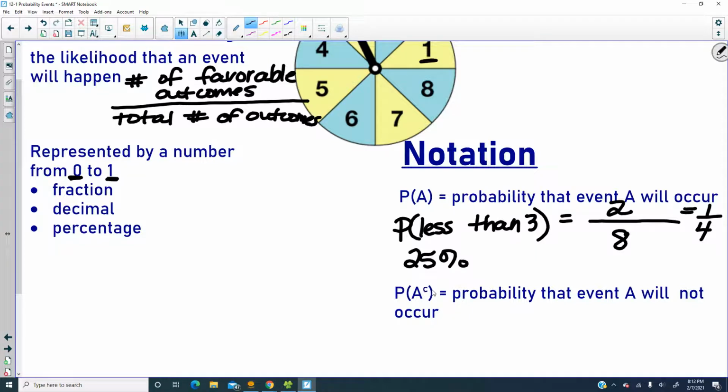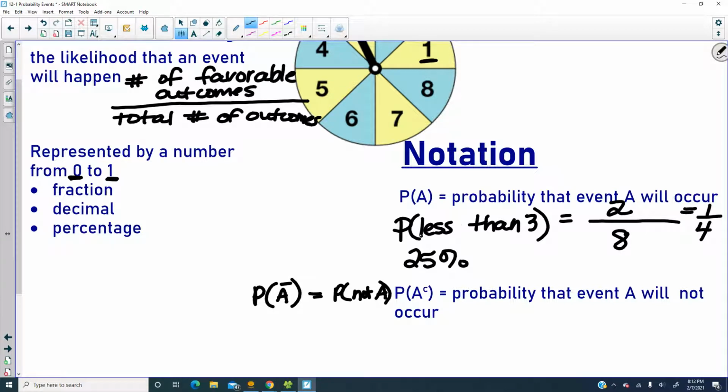Now this other notation, probability of A with a C up in the exponent's place, we read as the probability of A complement, and that's the probability that that event will not occur. You might see it written like this, or you might just see probability not A written out. Or you might also see it, in some books, with an A and a line over top. But our book does the A complement.